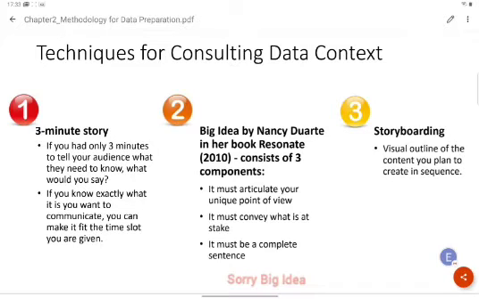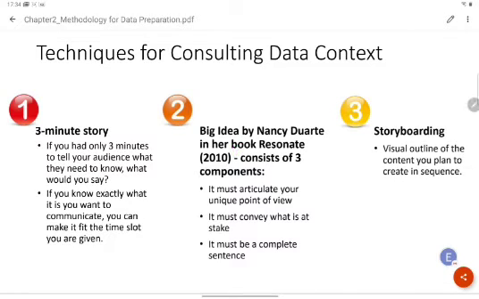What is 3-minute story? If you have only 3 minutes to tell your audience what they need to know, what would you say? If you know exactly what you want to communicate, you can make it fit in the time slot you are given. So in a 3-minute story, you have to shorten your idea. I mean, just summarize it and take all the important data.